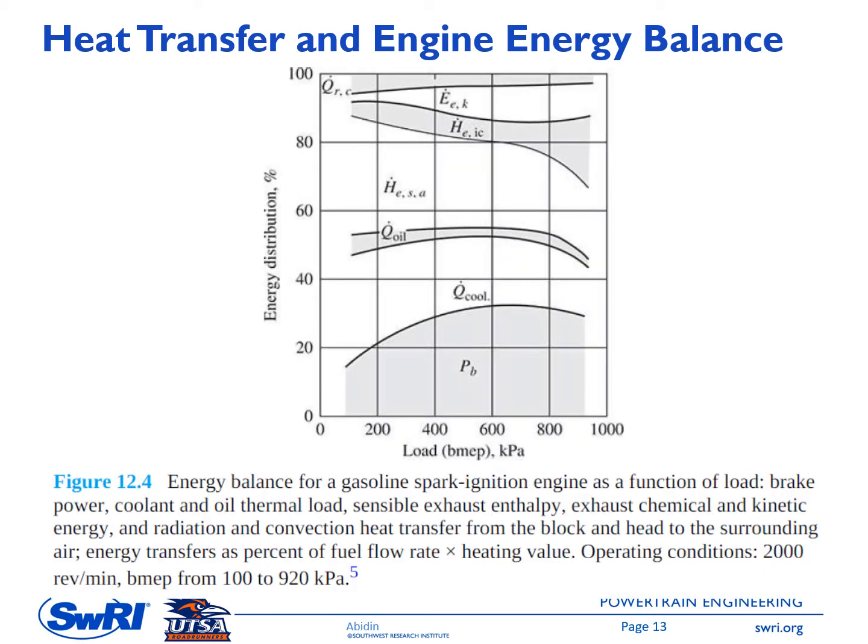This picture is showing an energy balance for a gasoline spark ignition engine, and it is a function of engine load, in terms of BMEP in kilopascal. The engine operating condition is at 2000 RPM, and the load here varies from around 100 kilopascal to around 900-something kilopascal. As you can see here, PP has a maximum around this number. So high engine load has a better brake thermal efficiency, represented by higher PP here.